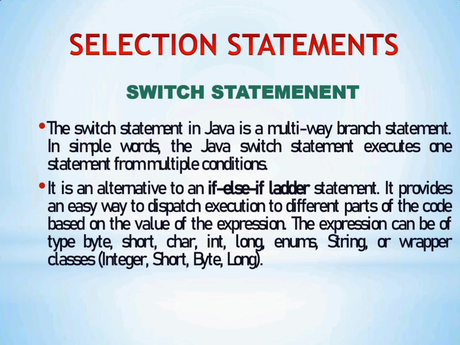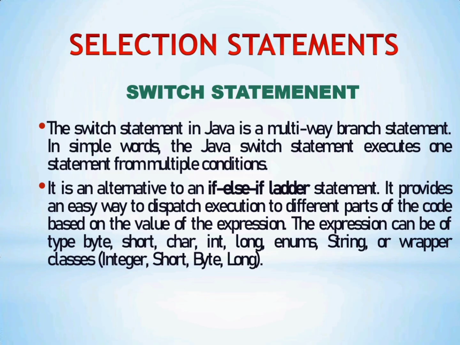And the next one, the switch statement. The switch statement in Java is a multi-way branch statement. In simple words, the Java switch statement executes one statement from multiple conditions. It is an alternative to an if-else ladder. The switch statement provides an easy way to dispatch execution to different parts of the code based on the value of the expression. The expression can be of type byte, short, char, int, long, enums, string or wrapper class.